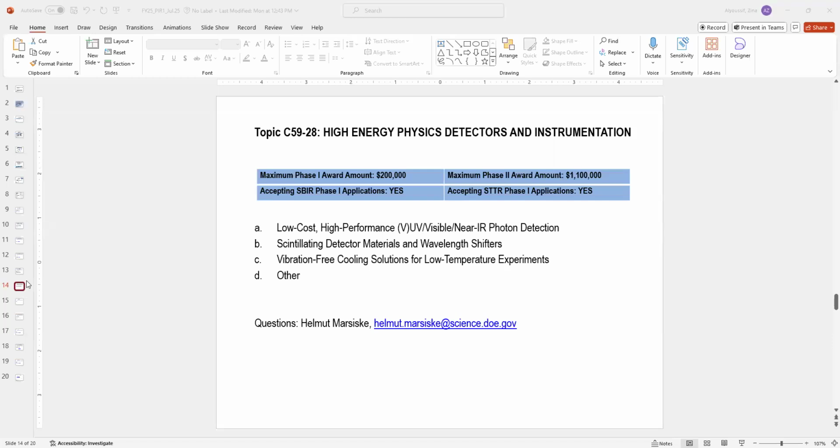Let's see. Subtopic B. Here we're looking for scintillating detector materials and wavelength shifters. This is typically for calorimetric applications in colliding beam or fixed target experiments. And our requirements are that we need bright, fast, radiation hard, and dense materials. And if you look in the text of the subtopic, there are some specs given for what each of these requirements mean.